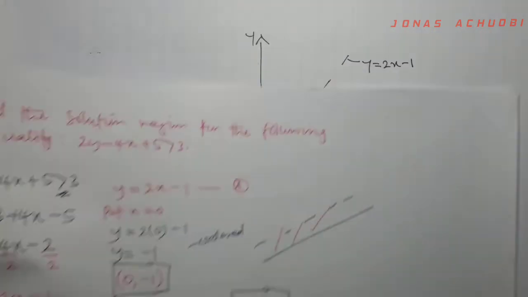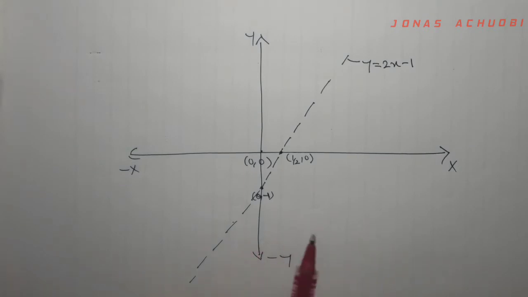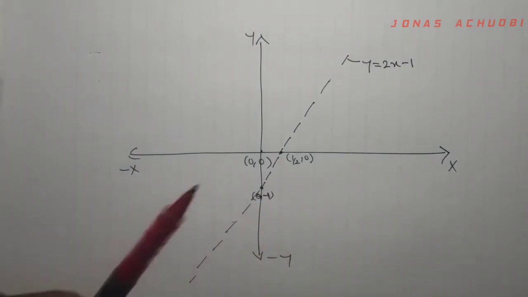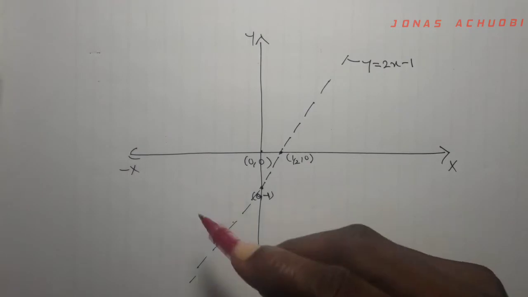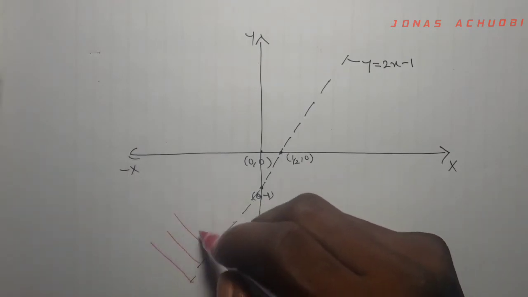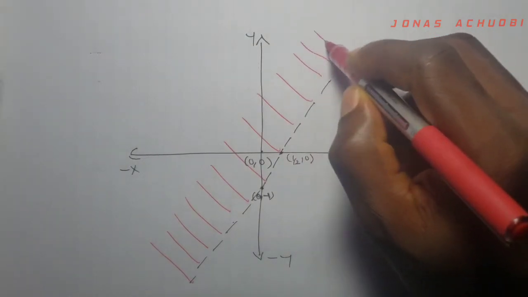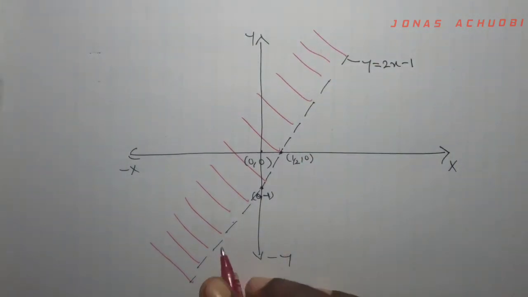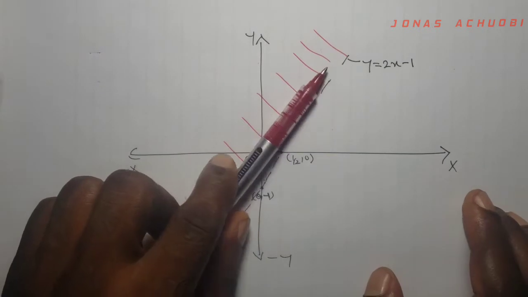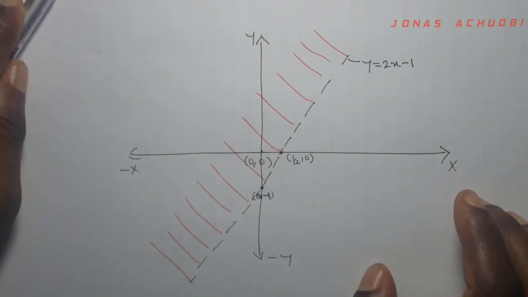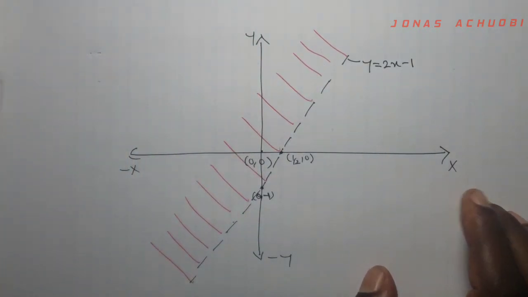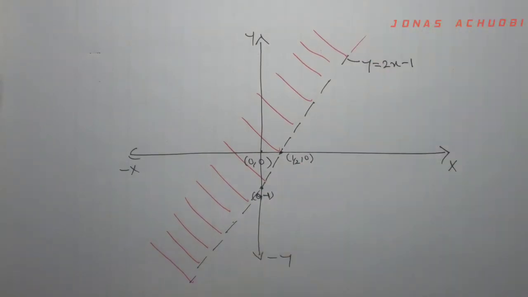So we'll go back to our xy plane. This is below the line, while this is above the line. So we now shade above the line like this. And the shaded region here extends, of course, to infinity. This line also keeps going, and that's it.